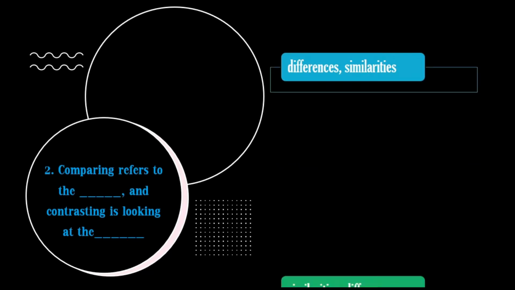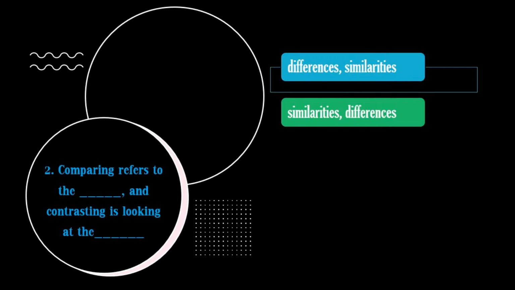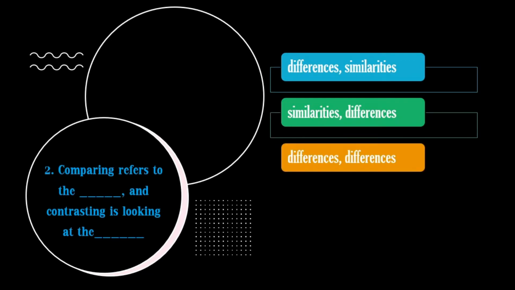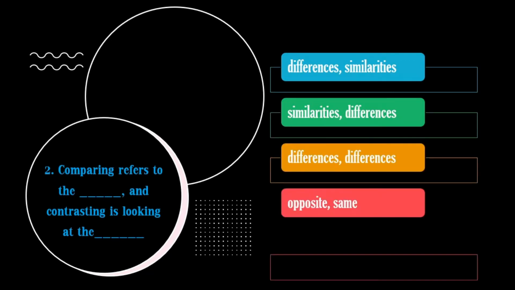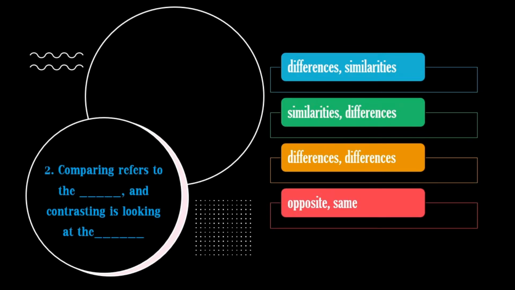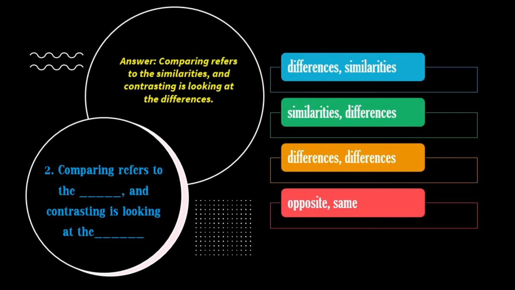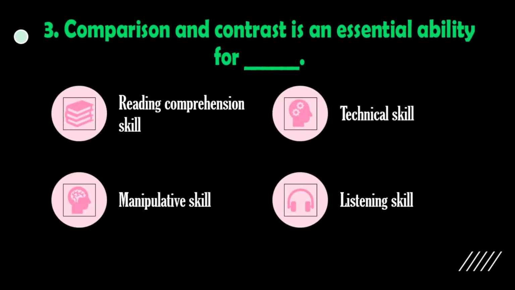Comparing refers to the blank and contrasting is looking at the blank. So what do you think is the answer? Good job. Comparing refers to the similarities and contrasting is looking at the differences. Next, comparison and contrast is an essential ability for... What's your answer? Good job. That's a reading comprehension skill. You did great.